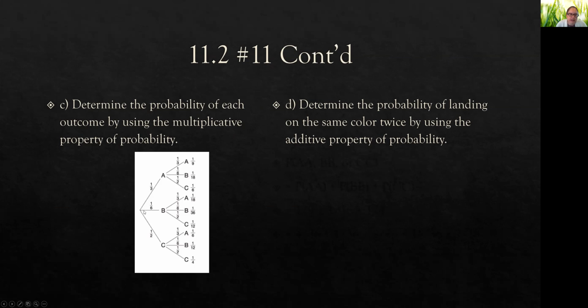So for example, to get a B followed by a B, we multiply 1/6 times 1/6. So 1/6 times 1/6 gives me 1/36.